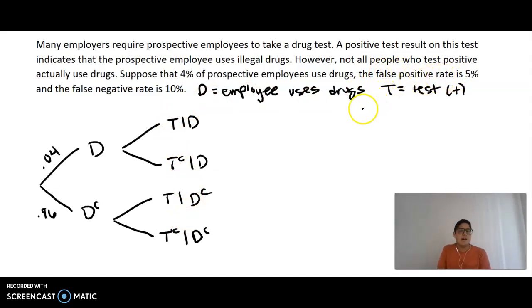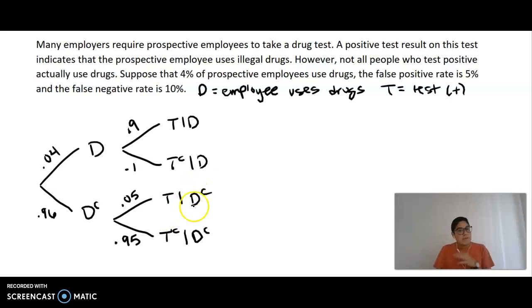So here we're told the false positive rate. If this is the false positive, this means they actually do not use drugs, but they test positive. That is going to be 5%, which again, by the complement rule, this will be 95%. And here, the false negative rate, meaning they actually use drugs, but they do not test positive, is going to be 0.1, which means the probability that they test positive, given that they actually use drugs, is about 90%. So these are my branches here.